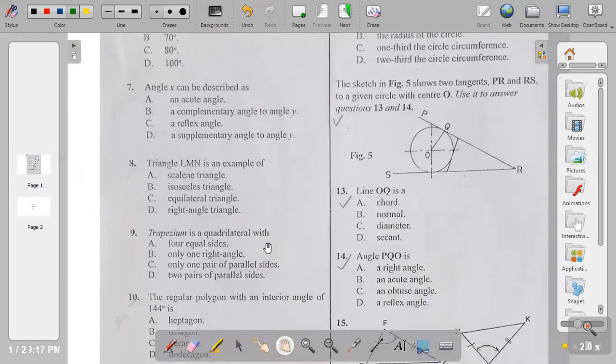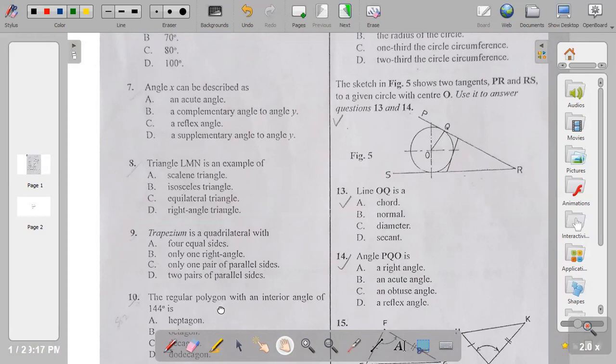A trapezium is a quadrilateral with 4 equal sides? No. Only one right angle? No. Only one pair of parallel sides? Yes, it has a pair of parallel sides. 2 pairs of parallel sides? No. A trapezium has 1 pair of parallel sides. So from there, we'll move on to question 10.